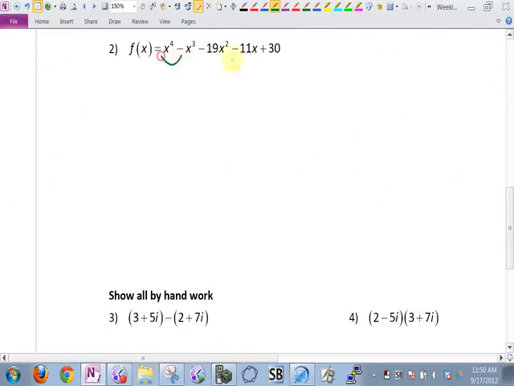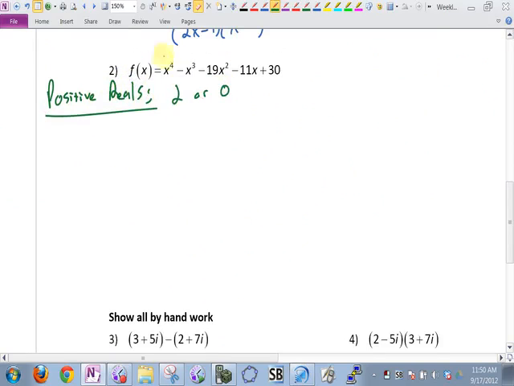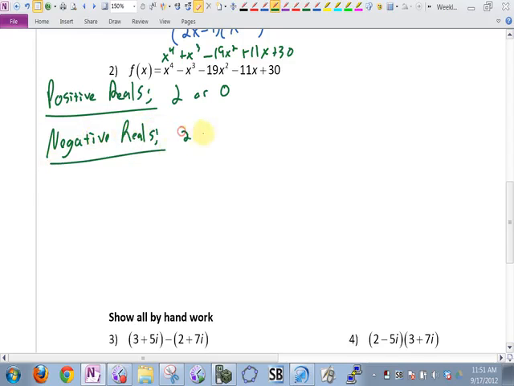Descartes' rule of signs. I see two sign changes. So how many positive real zeros could there be? 2 or none. And then for the negative real zeros, we've got positive x to the 4th plus x cubed minus 19x squared plus 11x plus 30. So how many sign changes do you see there? 2 again. So our negative reals, also 2 or 0.